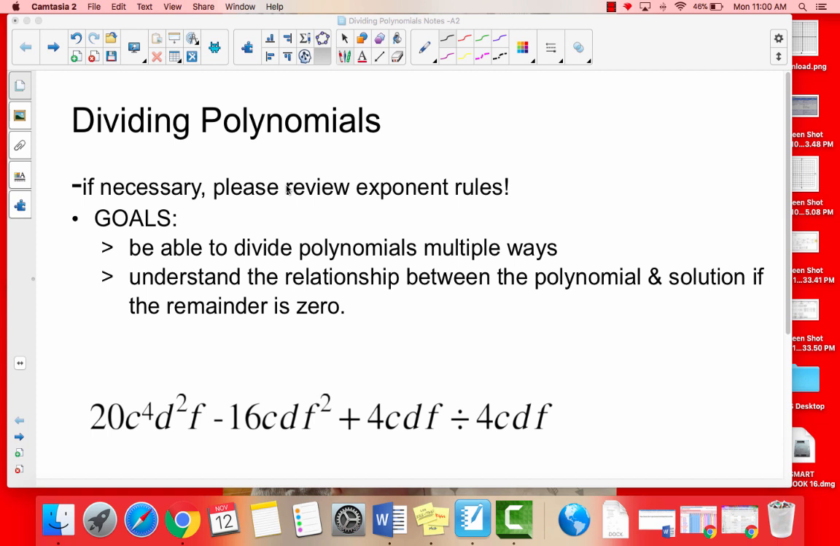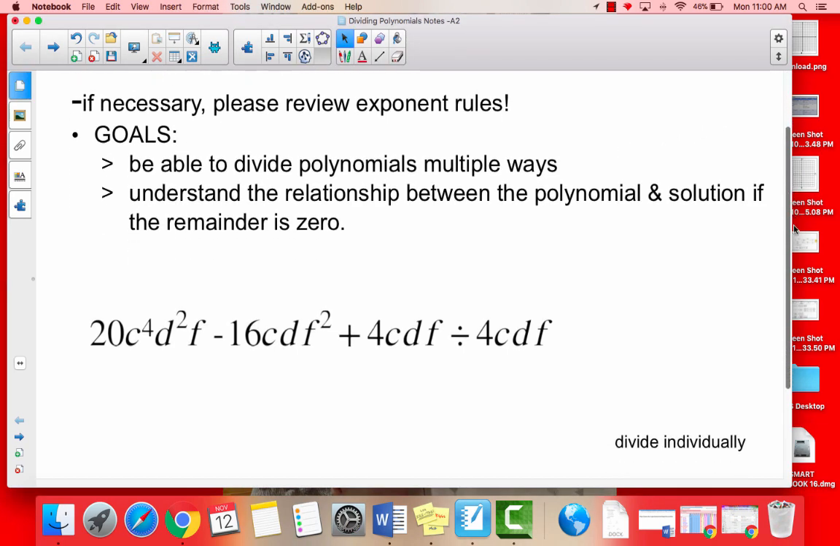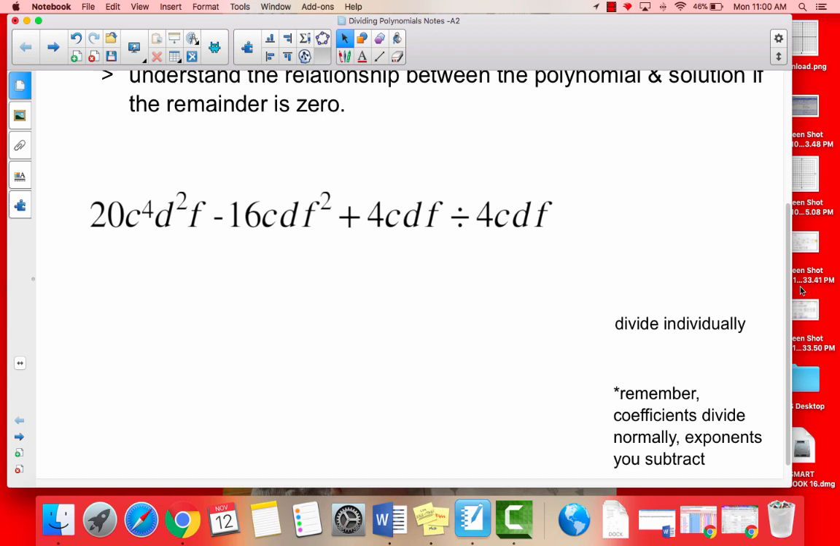But today we're going to hopefully be able to divide polynomials in two different ways. And then at the end, I'm hoping that you will be able to understand the relationship between a polynomial and its solution if there is a remainder of 0. So we're going to start off with a basic example of dividing a polynomial by just one monomial. In this case, I'm asking you to divide this entire polynomial here by this one term, 4cdf.